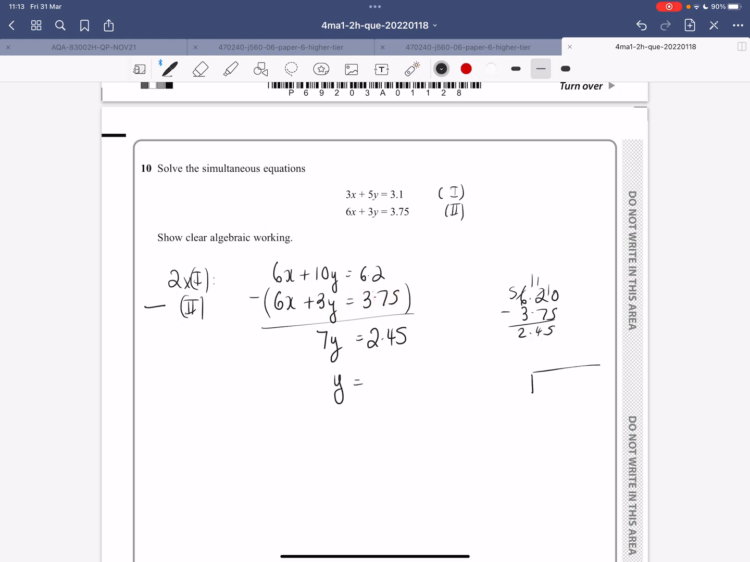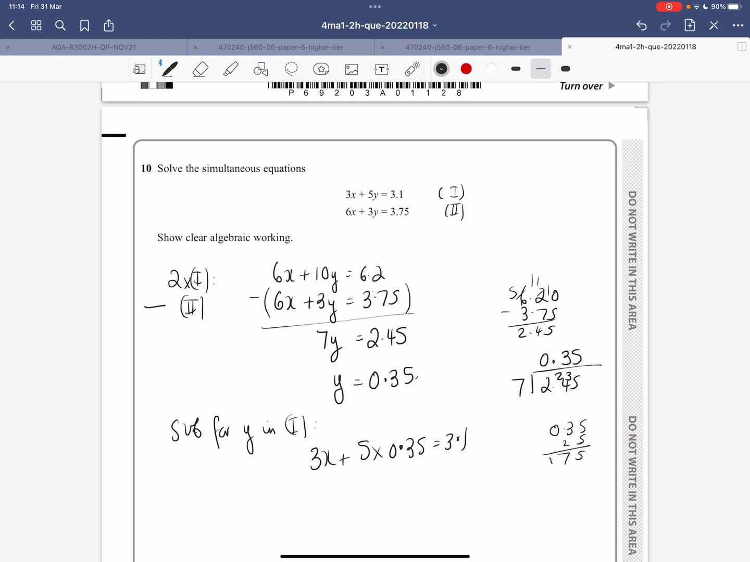So y is 2.45 divided by 7, which is, 7 goes into 2, 0 times remainder 2, 7 goes into 24, 3 times remainder 3, and then 7 goes into 35, 5. So y is 0.35. And then we sub y into 1. Again, it doesn't matter which one. 3x plus 5 times 0.35 is 3.1. And then 0.35 times 5, 25, 15, 17.